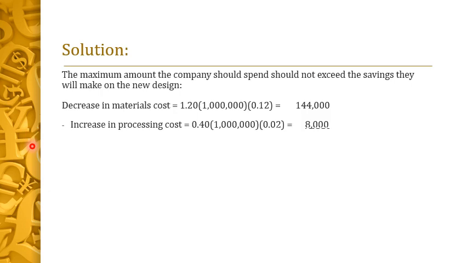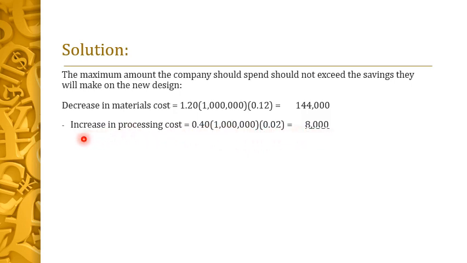Next, let's compute the increase in processing cost, which is equal to the processing cost per unit times the total units times the percent of increase. In this case, that is equal to 0.40, the processing cost per unit, 1 million total units, and 0.02 or 2%, the percent of increase. Getting the product of this is 8,000.